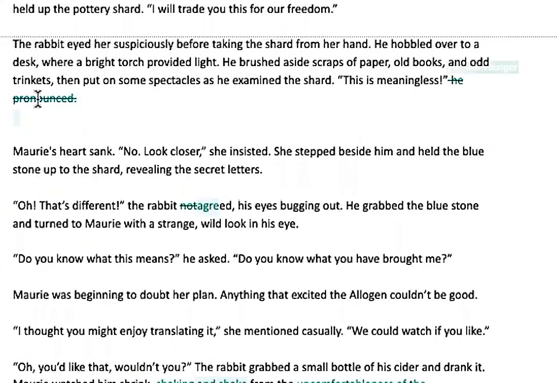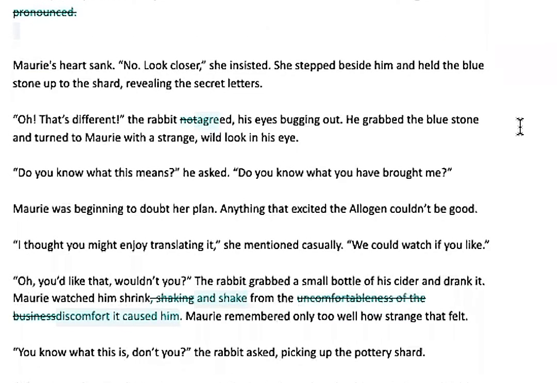Here I took out a dialogue tag because it wasn't needed, because the whole paragraph is about the rabbit. The rabbit is eyeing her suspiciously, and then it says this is meaningless. The reader's going to understand that he's talking. I don't need to put a dialogue tag there, so I just took it out.